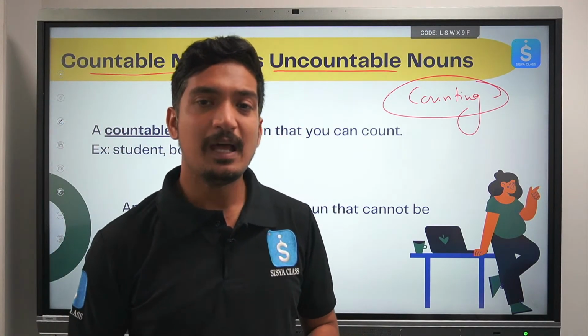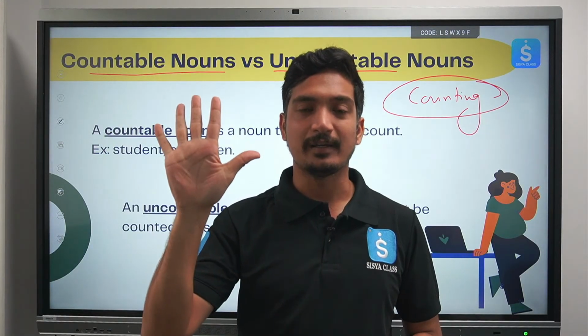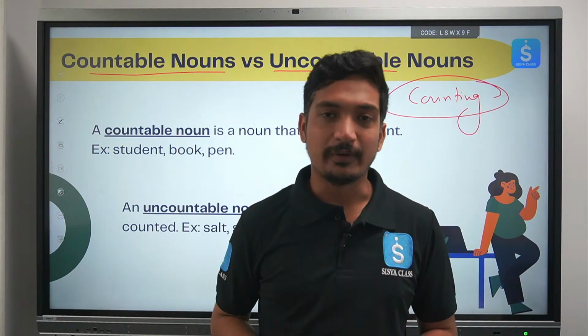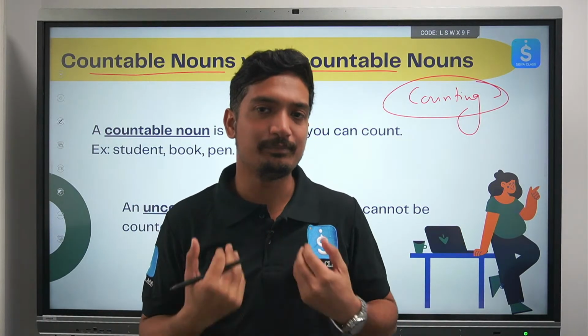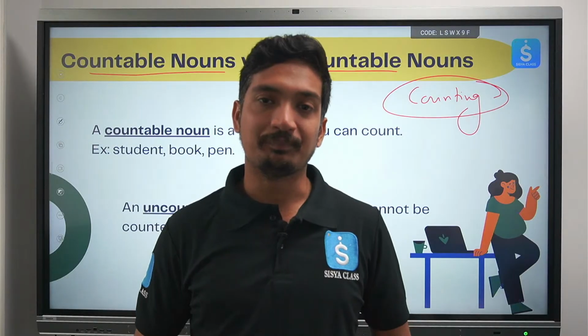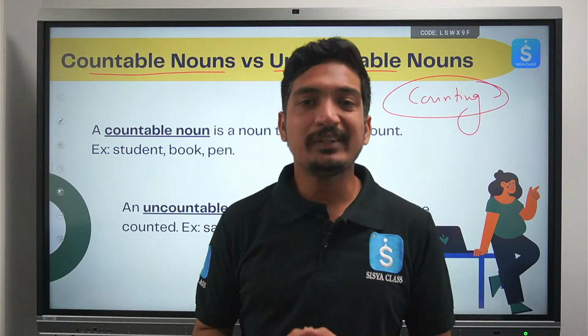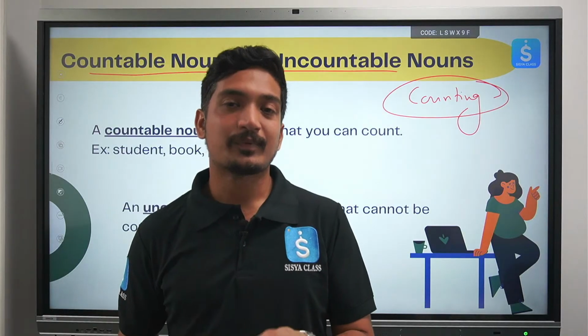For example, you can count my fingers. So 1, 2, 3, 4, 5. 5 fingers, right? You can count the number of persons. So there is one person on the screen right now, me, isn't it? You can also count the number of family members in your home, right? Again, everything that you can count in numbers is called a countable noun.